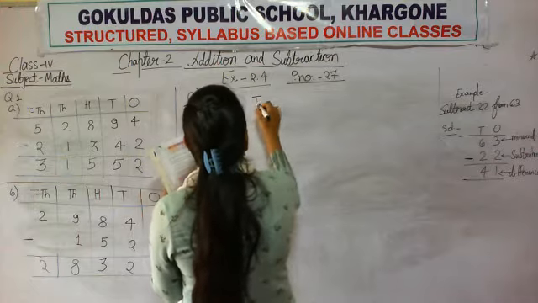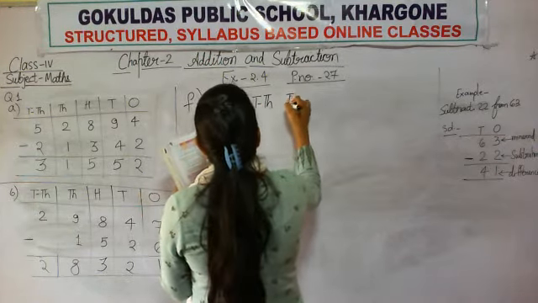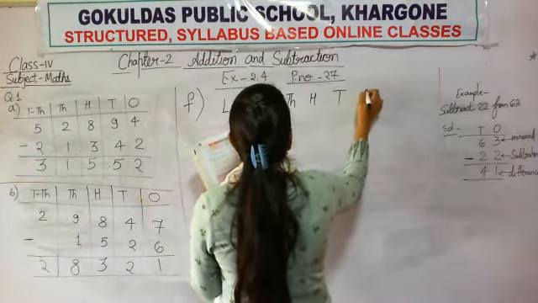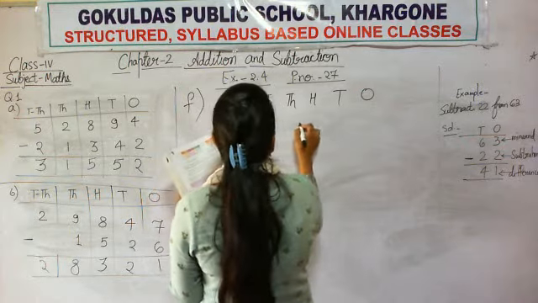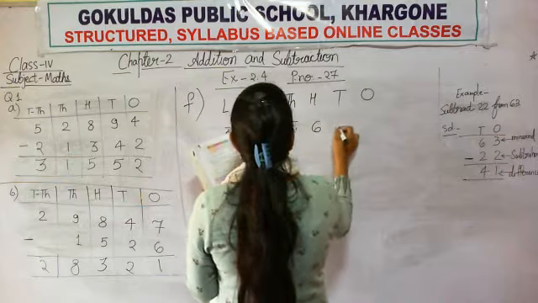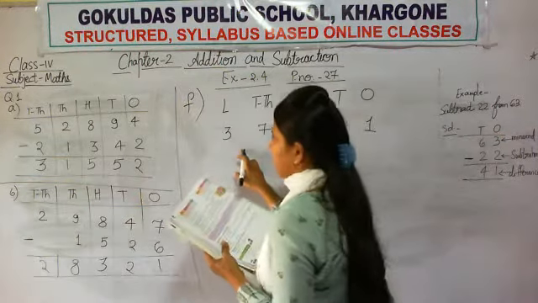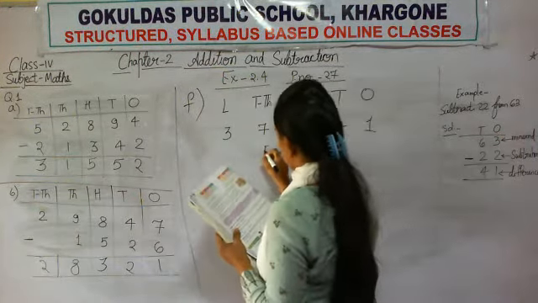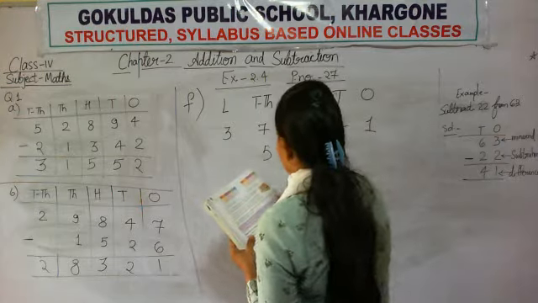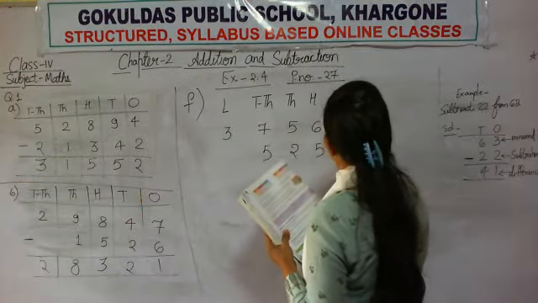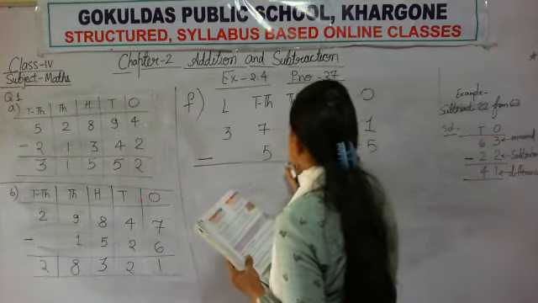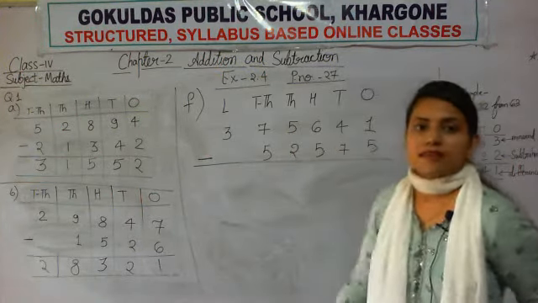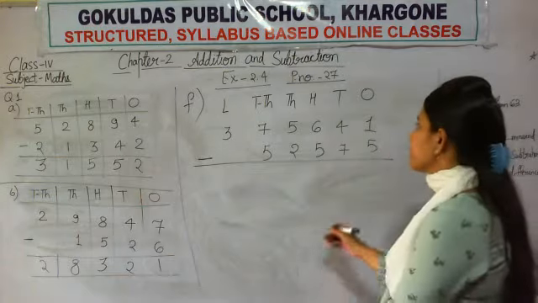Like place 10,000, 1,000, hundreds, tens, ones place. Write 3, 7, 5, 6, 4 and 1. It is the larger number. You want to subtract, so put the minus sign. Do not forget to put the symbol. Okay.